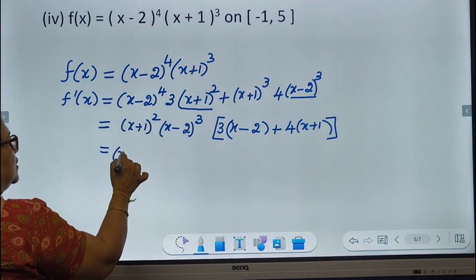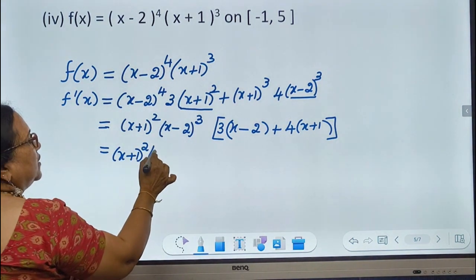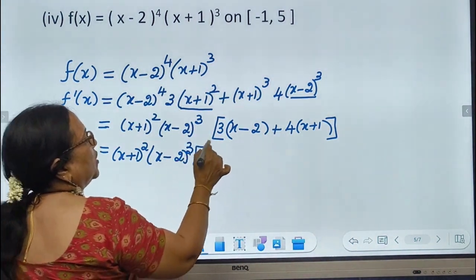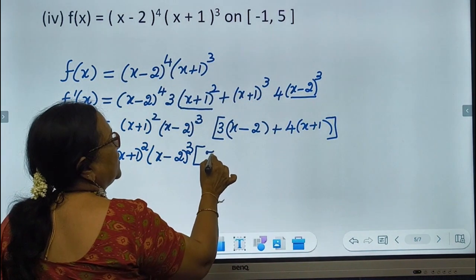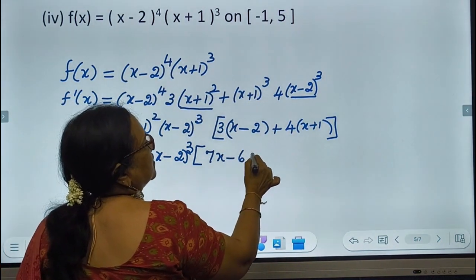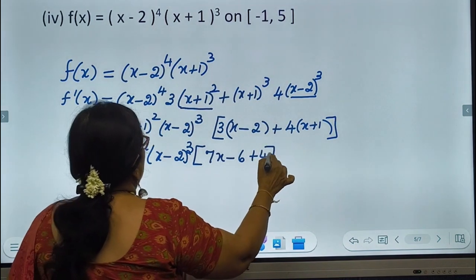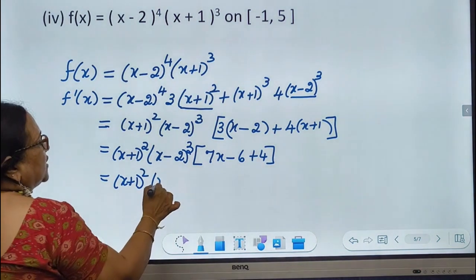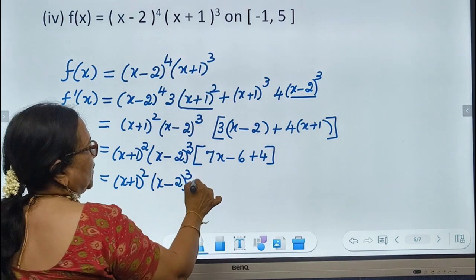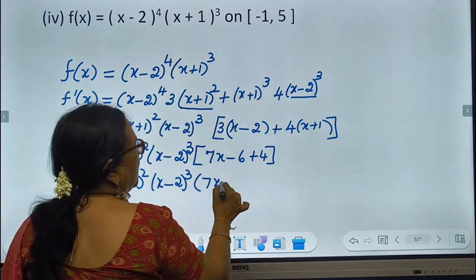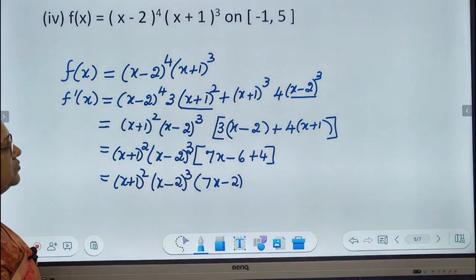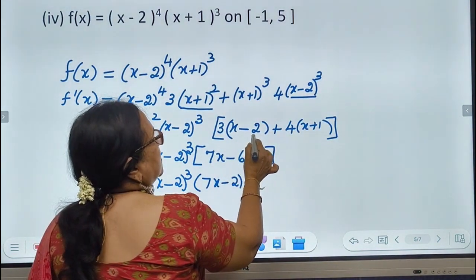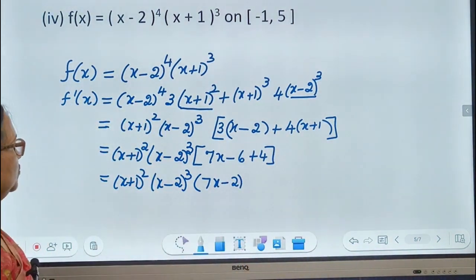So this is (x+1)^2 into (x-2)^3 into (3x + 4x - 6 + 4). So this is (x+1)^2 (x-2)^3 (7x - 2). This is 3x plus 4x is 7x, minus 6 plus 4 will be minus 2.